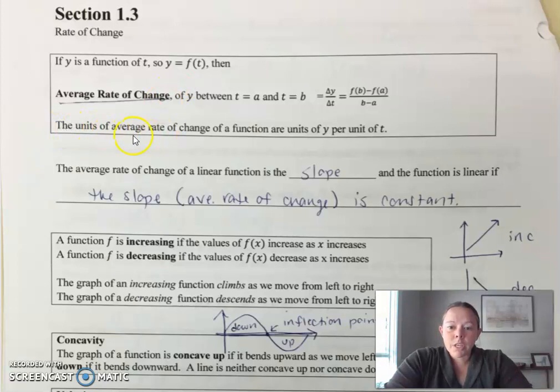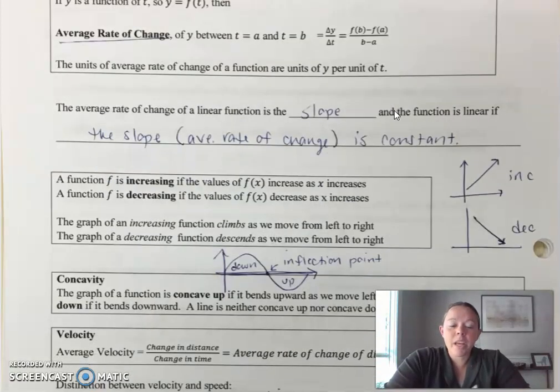Now, the units of rate of change or average rate of change of a function are the change in y, your y per unit of t. So dollars per unit or miles per hour, depending on what you're talking about. Okay, so nothing new. Average rate of change of a linear function is the slope, and we talked about in the last section, this book's not going to call it slope, so you need to get used to this rate of change, average rate of change. And it's the slope, and the function is linear if the slope is constant, so if it has that common difference that we talked about in the last section.